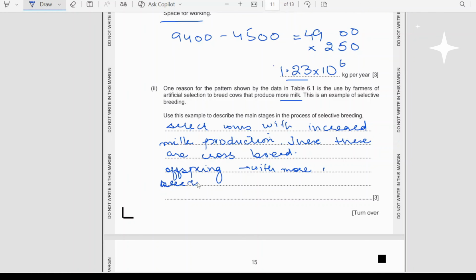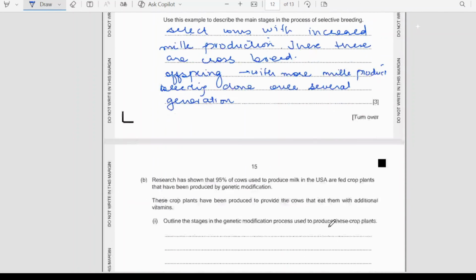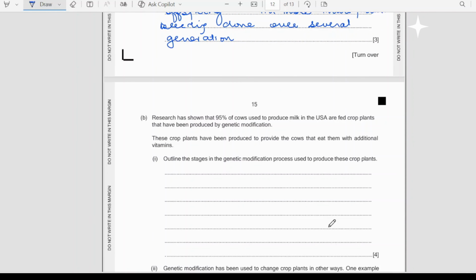Breeding done over several generations to acquire the desired result. Correct. So this question is basically repeated many times and the same wording has been used. You have to use the same wording in every case. Just change the characteristic. That is the main point. According to the question, change that desired characteristic.